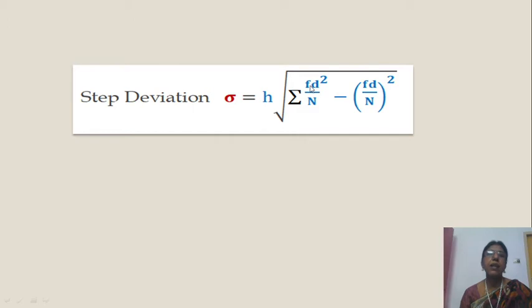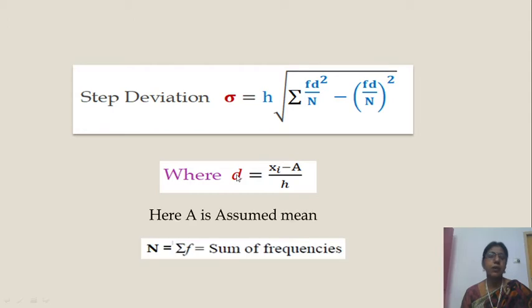This means fi into di square by n minus fi into di by n whole square. Just we write it as fd, where d is xi minus a by h. Okay ma, take it not as d, as mu. When we take by h, use mu, f mu i, because d is standardly xi minus a. By h, in the textbook it is d, but we take it as mu. Okay, so this is the step deviation method. Already we know n is the sum of frequency, h is the class size.